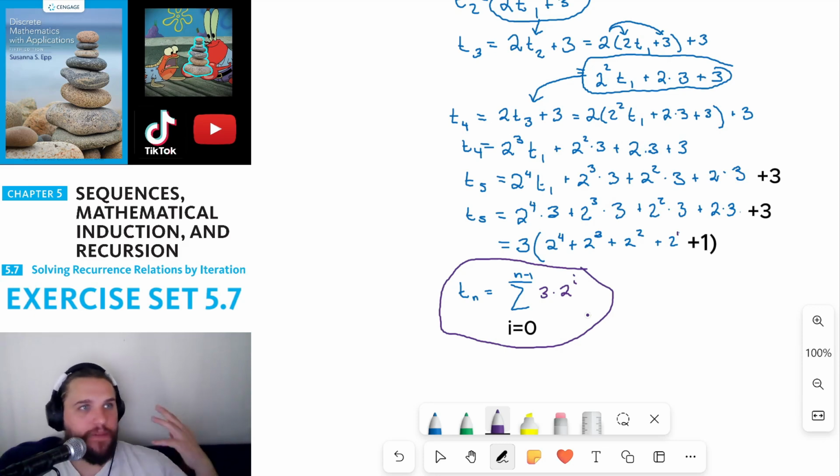And now we can jump to t sub 100. We can plug in 100 here, and we know exactly what we need to do to calculate t sub 100 without having to calculate every single term before t sub 100 first.